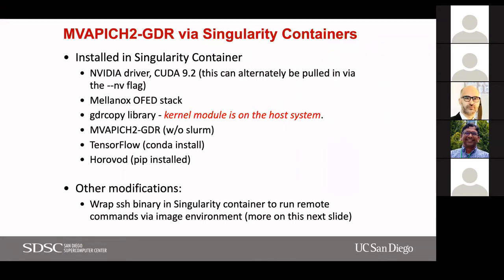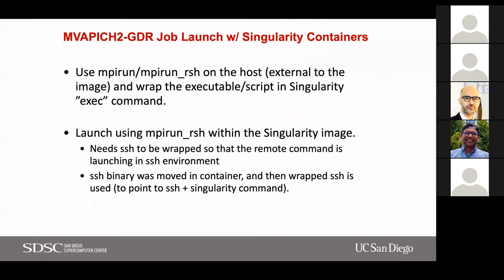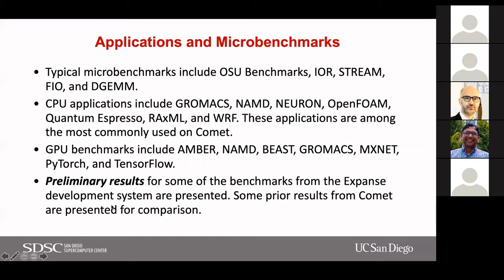And we've actually tried MVAPICH2-GDR through Singularity containers. I left these slides and I've talked about this before, so you can take a look at what exactly we did. But basically, you can match the driver and the OFED stack, and then use MVAPICH2-GDR inside a container. And if you wrap the mpirun_rsh scripts the right way, the SSH gets wrapped the right way, you should be able to actually launch it within the container.